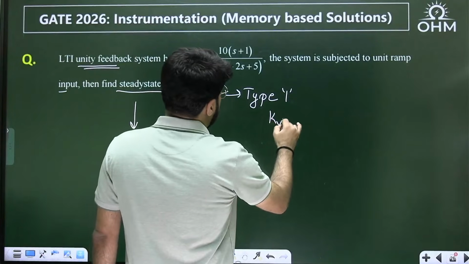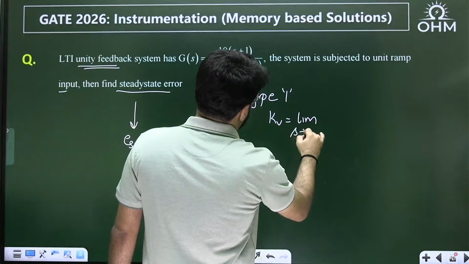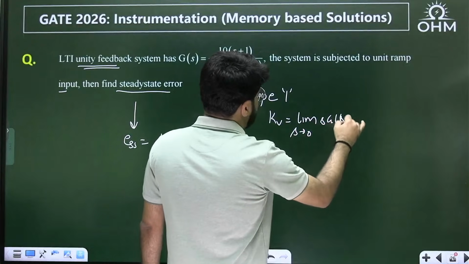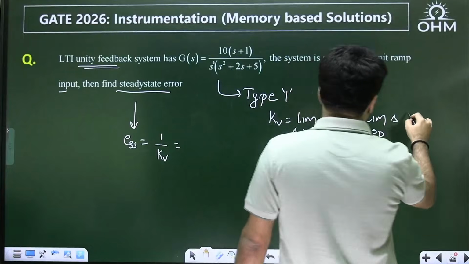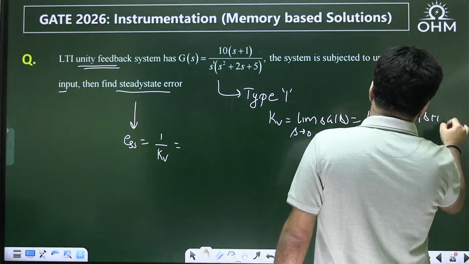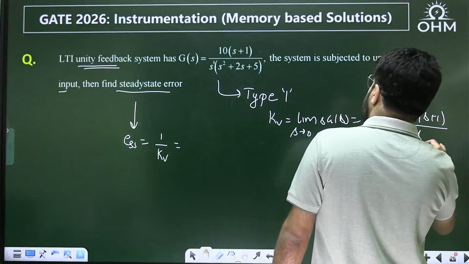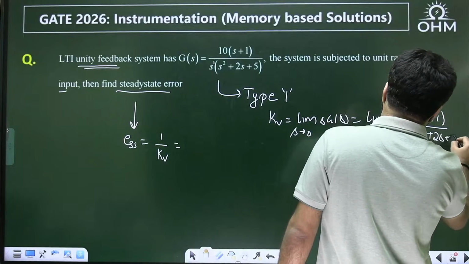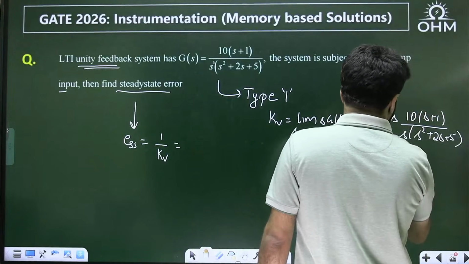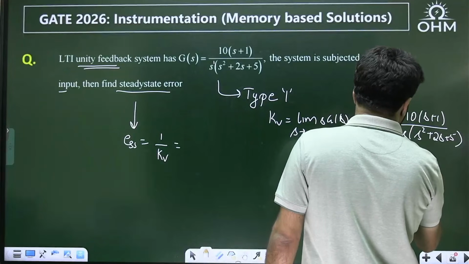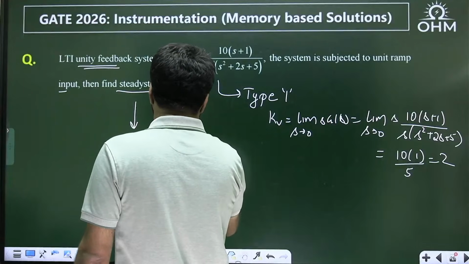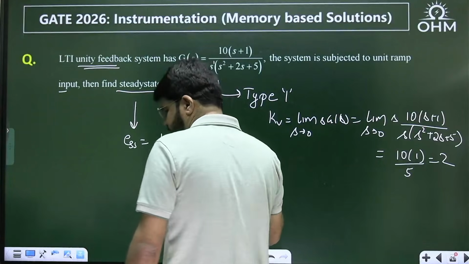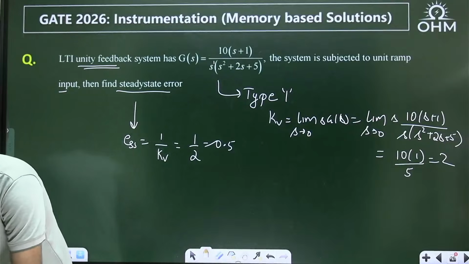Okay, Kv is limit s tending to 0, s into G(s). So when I calculate this limit s tending to 0, s into G(s), that is (10s plus 1) divided by (s square plus 2s plus 5). Okay, s will get cancelled and the answer is 10 into 1 divided by 5. When I put s tending to 0, it is 2. So what is the final answer? 1 by 2, that is 0.5. Okay. Yeah, guys.